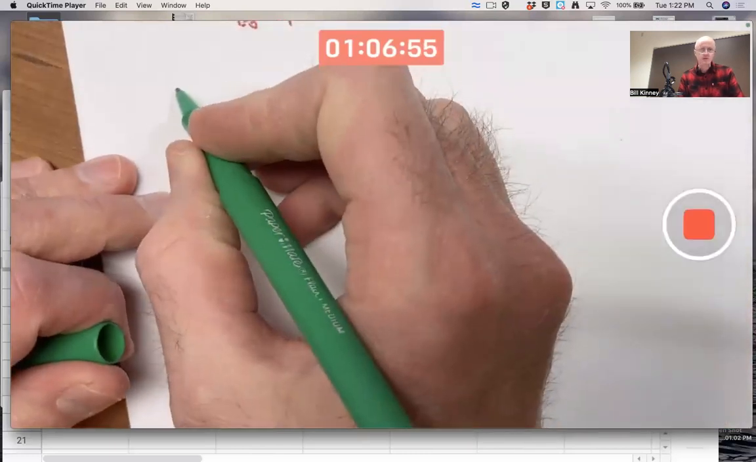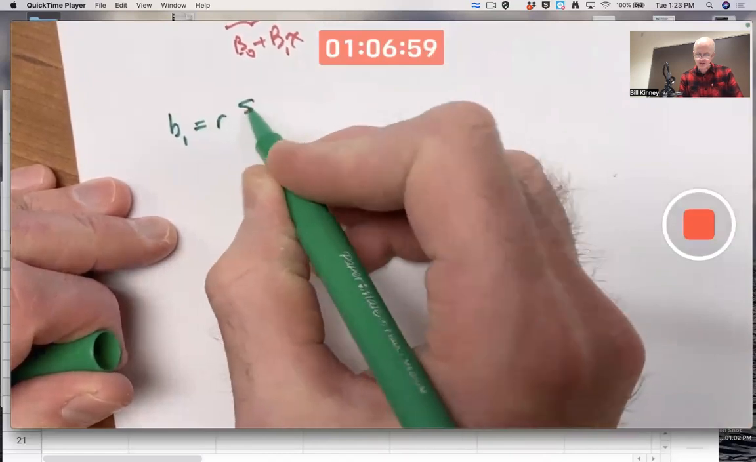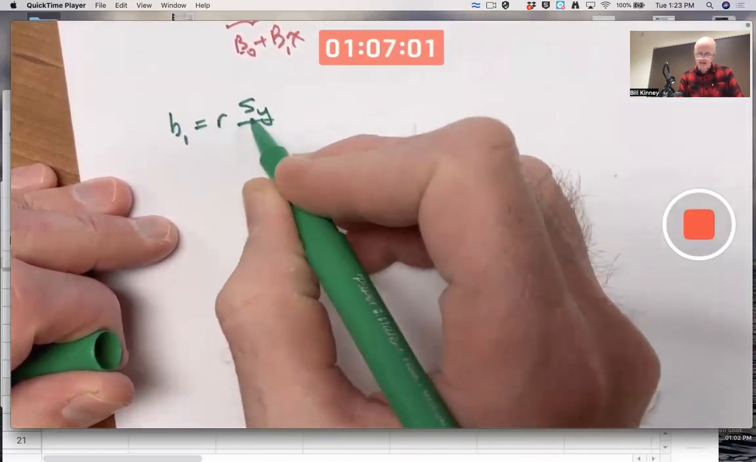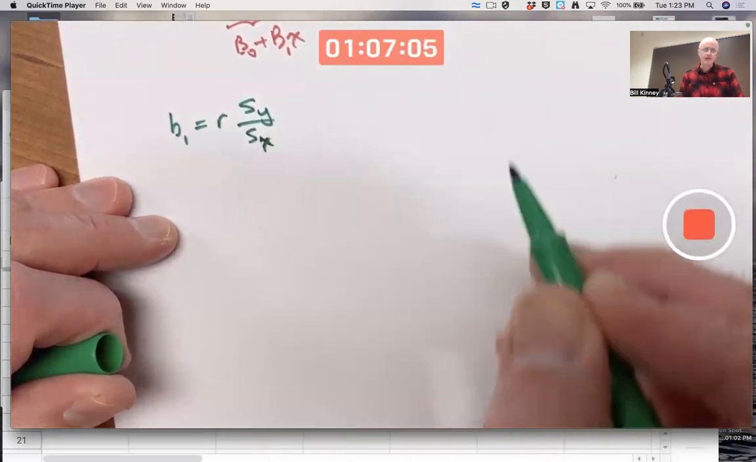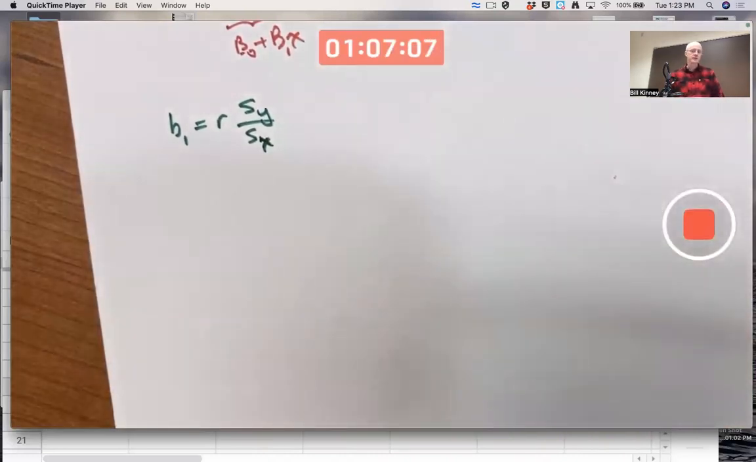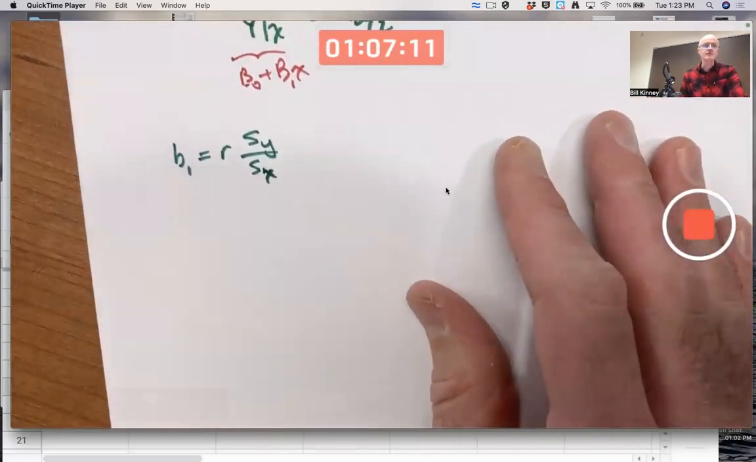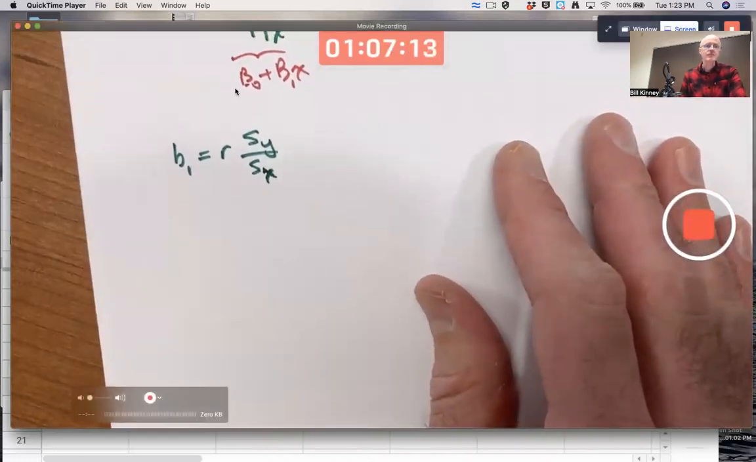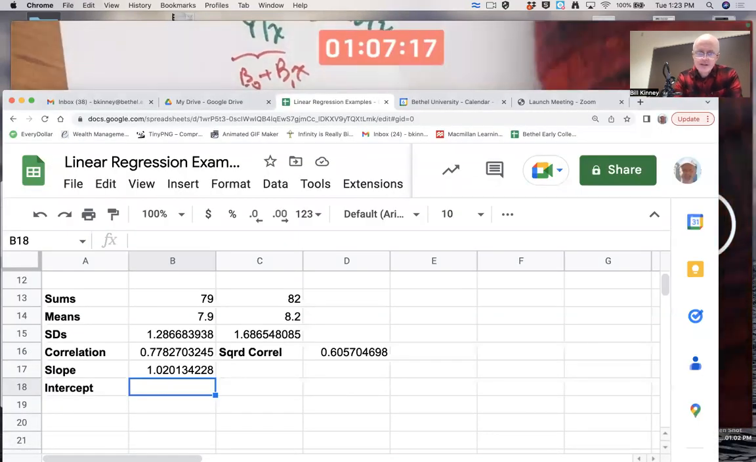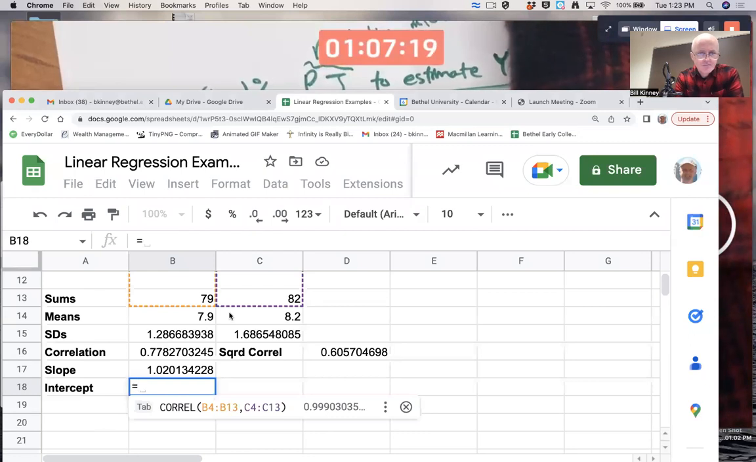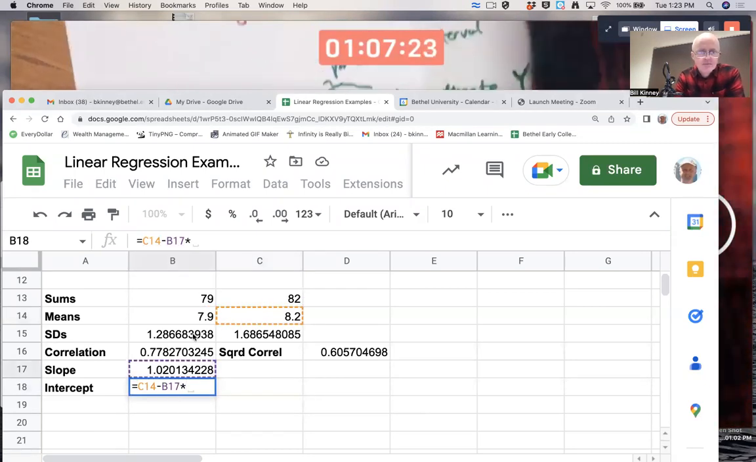But it is true that, let's write it in terms of observed values. Little b1 is the correlation little r times the standard deviation of the y's divided by the standard deviation of the x's. That is a formula that will give you the slope. But you got to know the correlation to use it. Intercept is y bar minus the slope we just found times x bar.